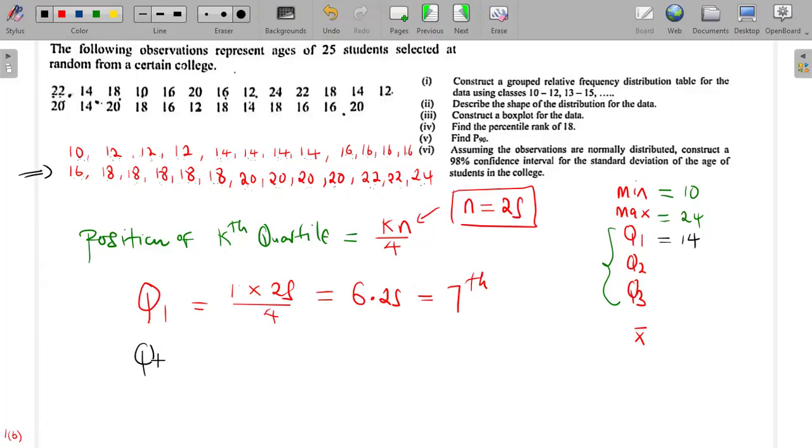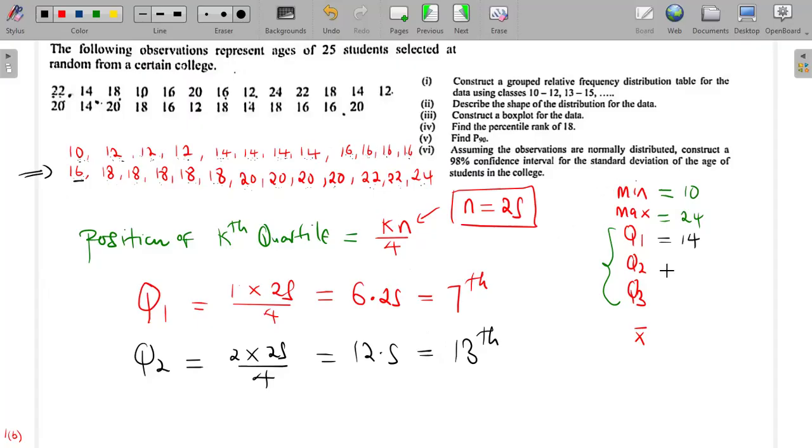Okay. What about the position of Q2? It will be 2 multiplied by 25 over 4. So this will just be 12.5. As you can see, this is a non-integer number, because there's a point. So I'm going to round it up, or move to the next integer. So from 12, I go to 13. So my Q2 is at the 13th position. So this is 1, 2, 3, 4, 5, 6, 7, 8, 9, 10, 11, 12, 13.